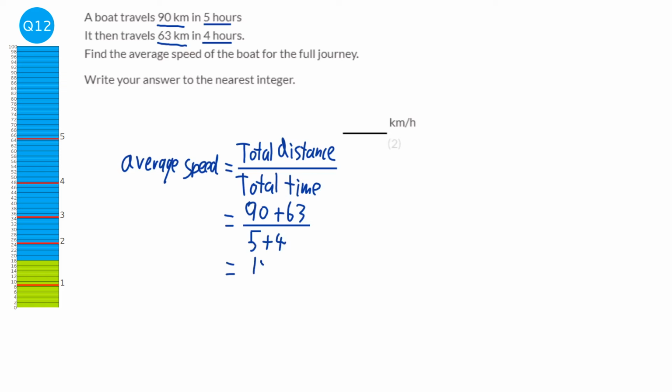And so that would be 153 divided by 9, which will give us 17. So the answer will be 17. The distance is in kilometers and the time is in hours, so it'd be 17 kilometers per hour.